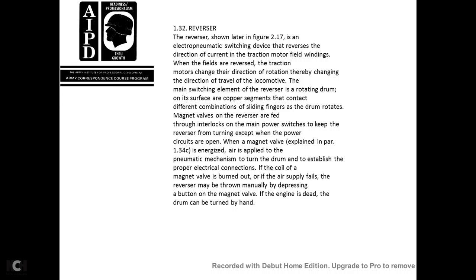When the magnetic valve explained in paragraph 134C is energized, air is supplied from the pneumatic mechanism to turn the drum and establish the proper electrical connections. If the coil of the magnetic valve is burned out or if the air supply fails, the reverser may be thrown manually by depressing a button on the magnetic valve. If the engine is dead, the drum can be turned by hand.